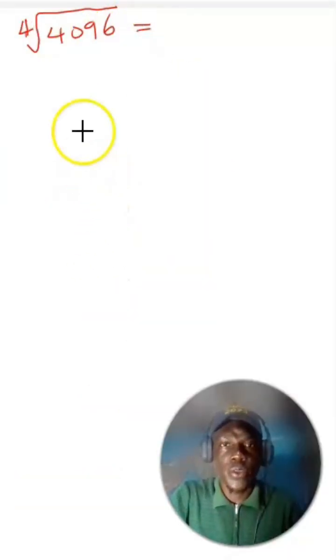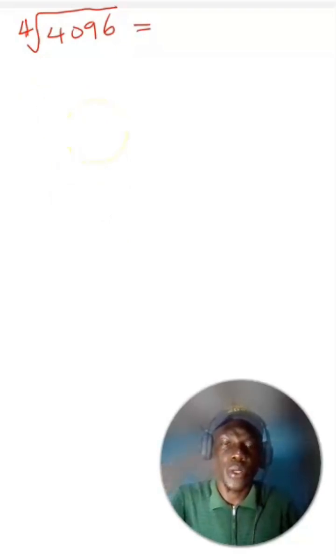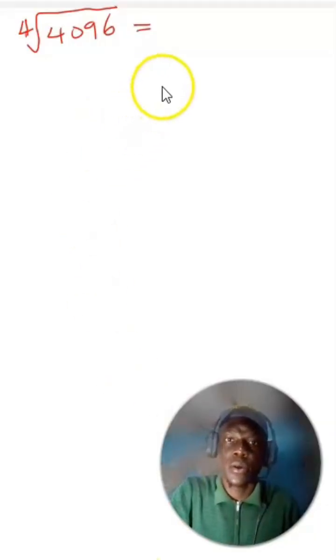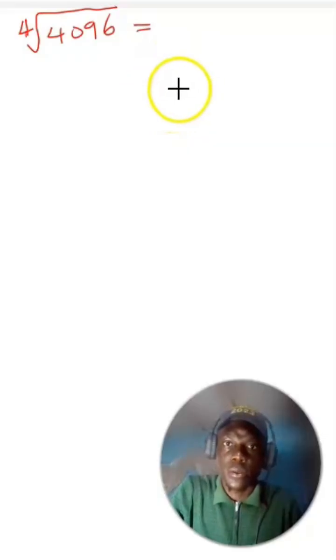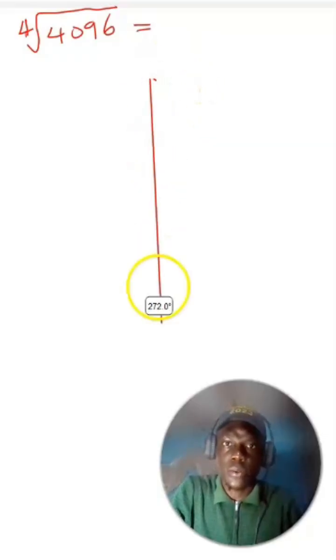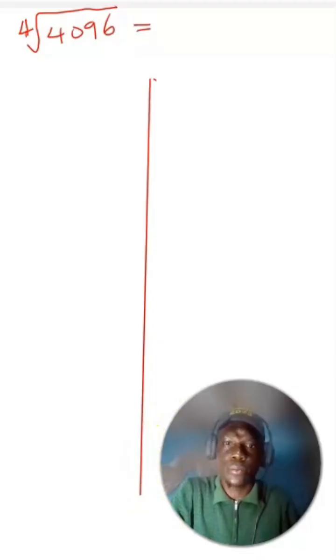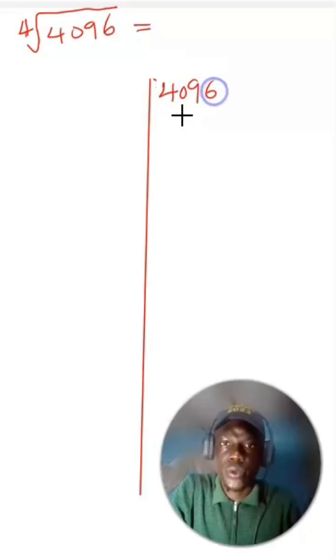Now we'll be looking for the fourth root of 4096. We found the square root, we found the cube root. Now let's find the fourth root without using a calculator. So let's go. You have 4096. We'll break it down again.